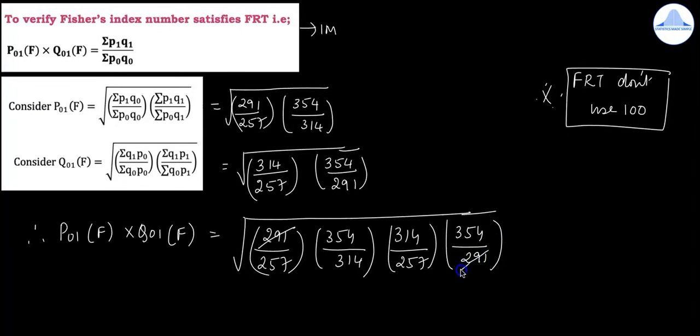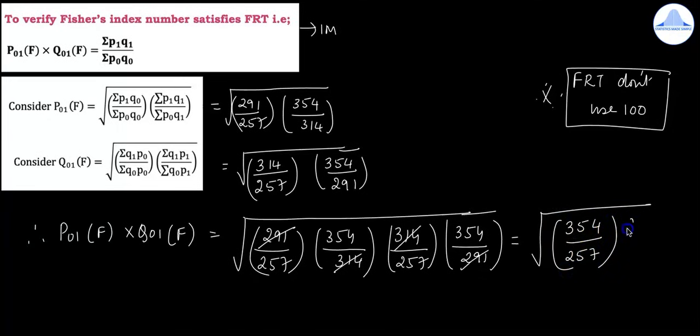So 291 and 291 will get cancelled. And then 314 and 314 will get cancelled. So there are 4 terms remaining. So this is written as root of 354 into 354 in the denominator, and then 257 into 257 in the denominator. So this step is written as 354 divided by 257 the whole square. So learn to write this step correctly.